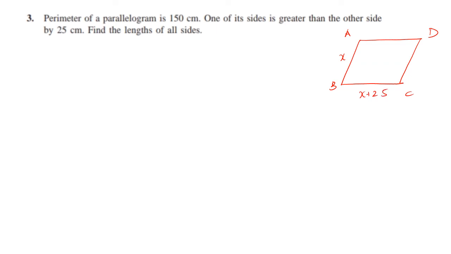And we very well know that opposite sides of a parallelogram are congruent. So this also would be x plus 25, and this would be x. AB is congruent to CD, so this also would be x. And BC is congruent to AD, so this would be x plus 25. Then we add all of these because the perimeter is 150. So AB plus BC plus CD plus AD is equal to 150 centimeters, and with that we would be able to find the value of x and the value of x plus 25. Okay, so let's start the solution.